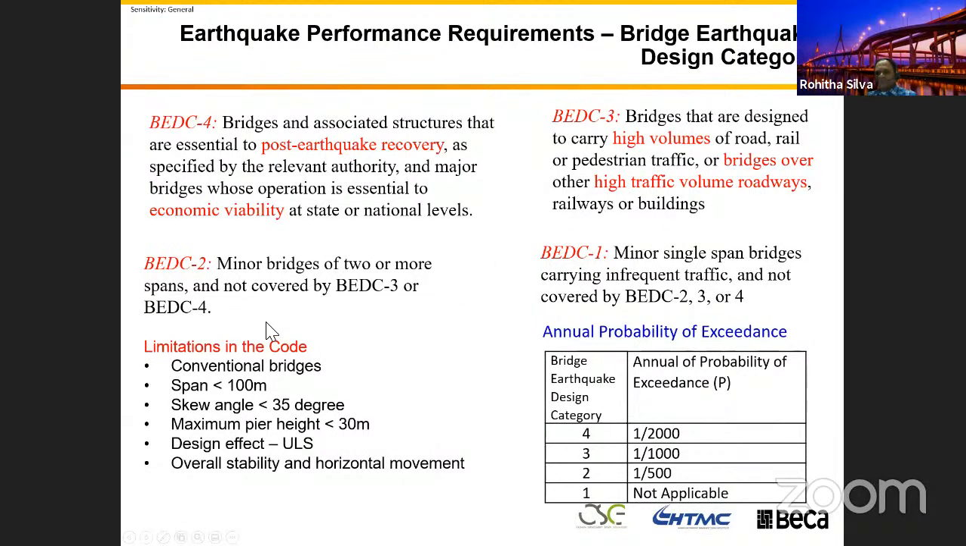So BEDC 2 is the minor bridges. It doesn't belong to either one of these. It's a bridge somewhere, nowhere in particular. If some damage happens, the people can use an alternative route. You've got plenty of time. There's hardly much traffic, not important trucks or transport in between. Still, on this transport route, you can just detour a bit. You can still utilize it. It's not in the urban areas, for example.